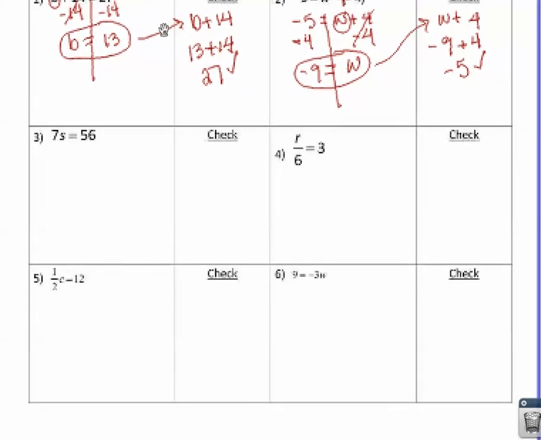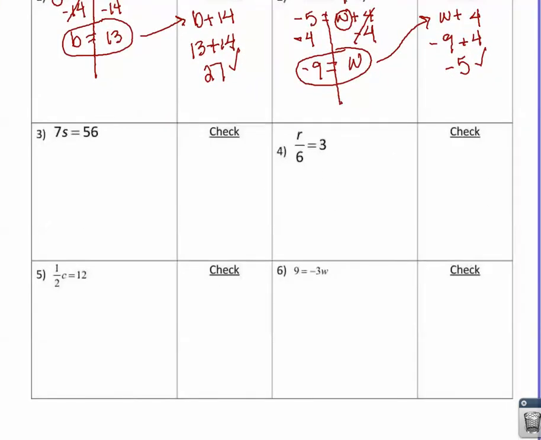Let's look at a few more problems. 7 times s equals 56. Anytime you have a number and a variable smushed together like that, you know it's multiplication. So the inverse operation of 7 times s is dividing. So I'm going to divide each side by 7. Your 7's cancel, leaving you with just s equals 8.